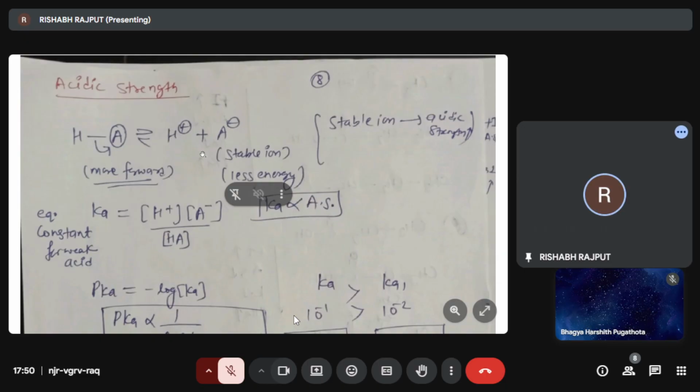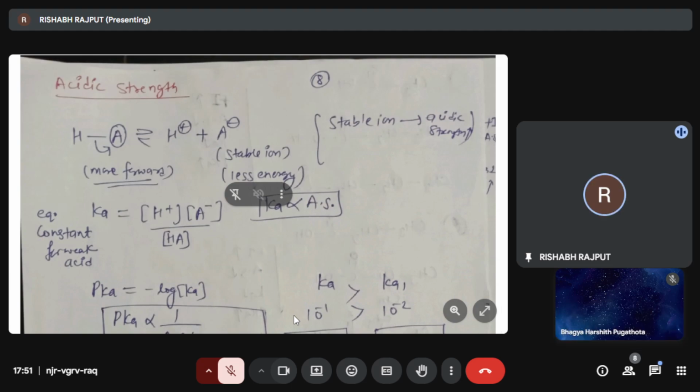What is the meaning of this? See, if this reaction goes more forward, if HA breaks easily, the ions may combine with each other and make HA again. So here your forward direction will happen easily, but your backward direction will not happen. So for that, you want A negative to be a stable ion. If your A negative ion is a stable ion, in this case it will not easily bond again with H positive.